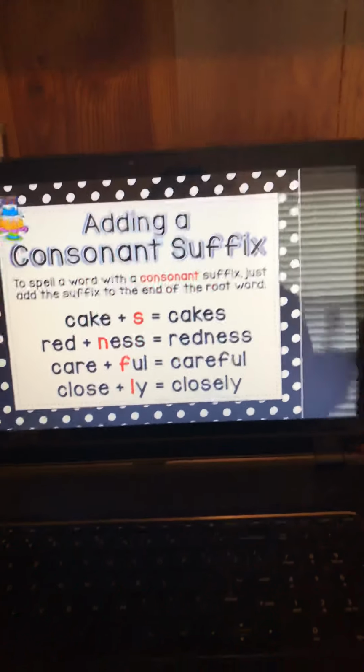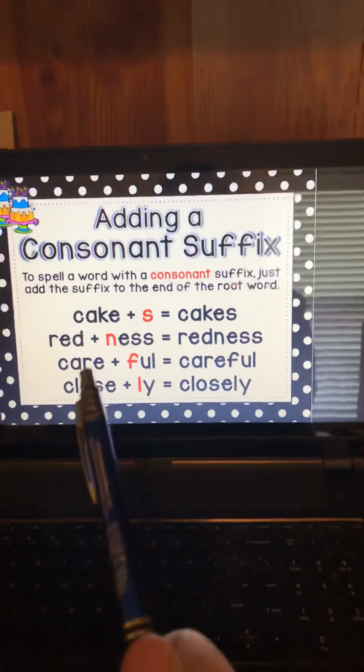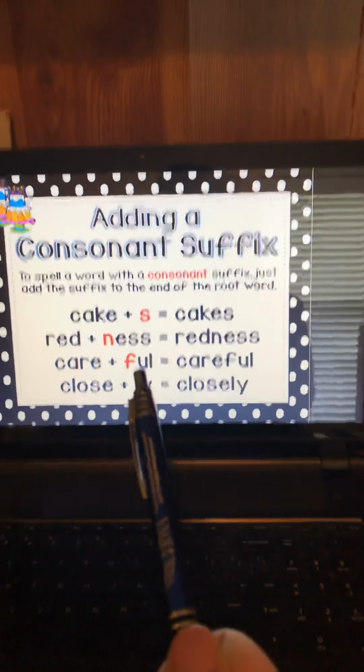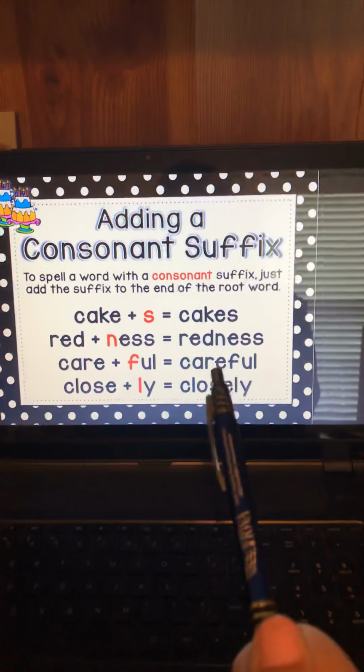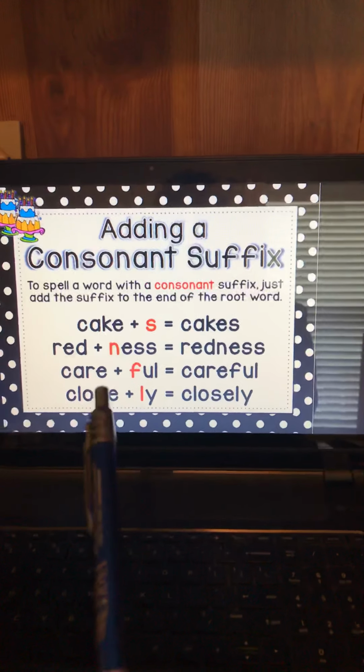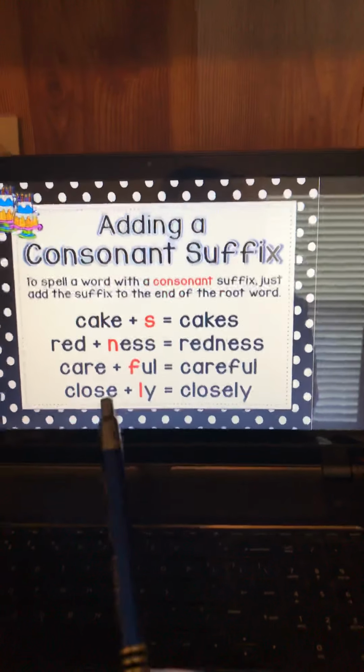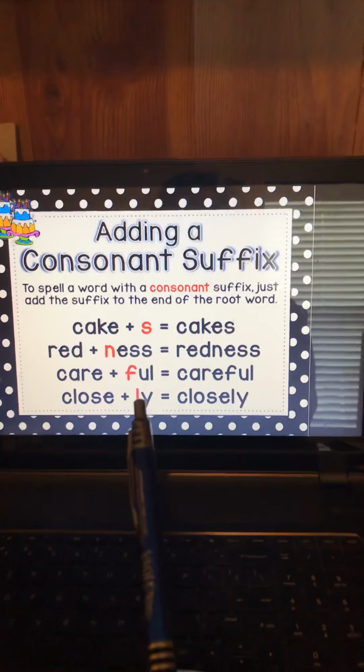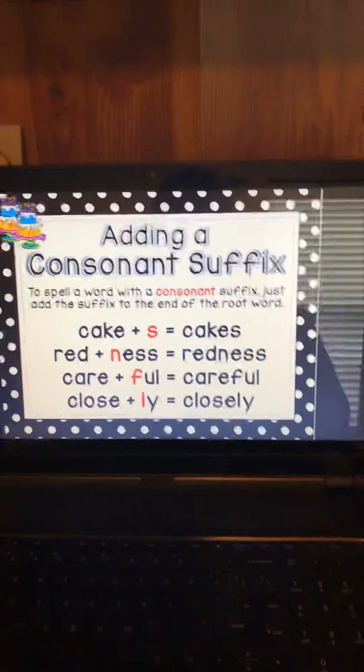All right, careful. So I have care plus the suffix FUL, and that would mean careful. Close, and I want you to come closely. You would add the suffix LY, and you have the word closely.